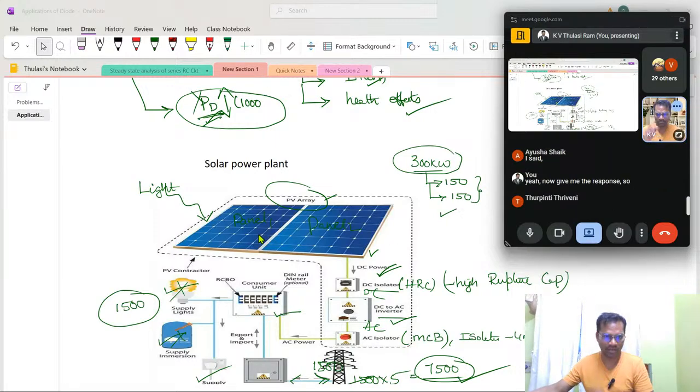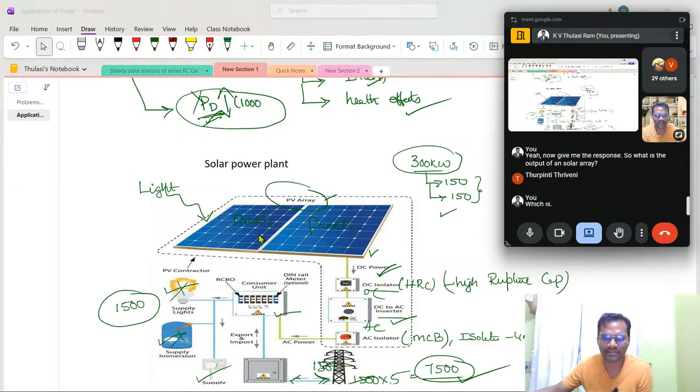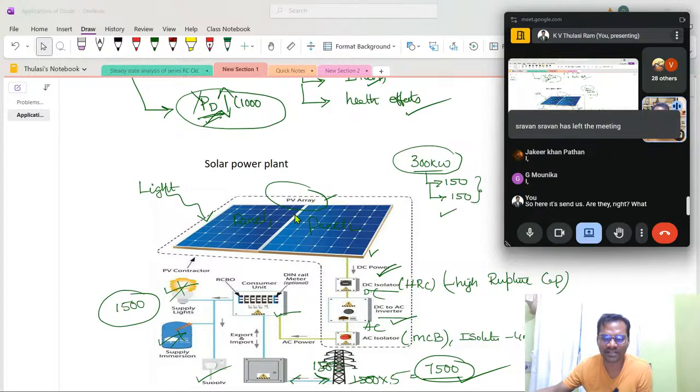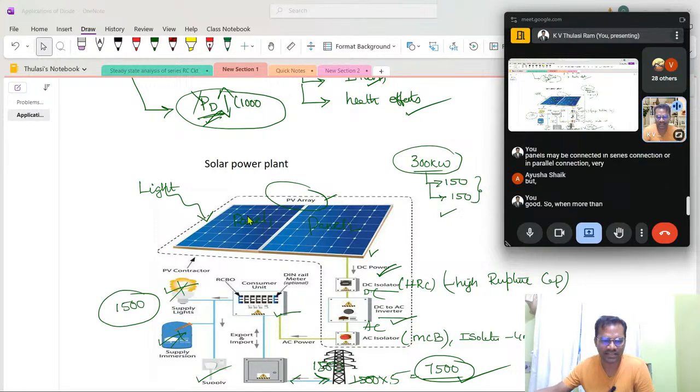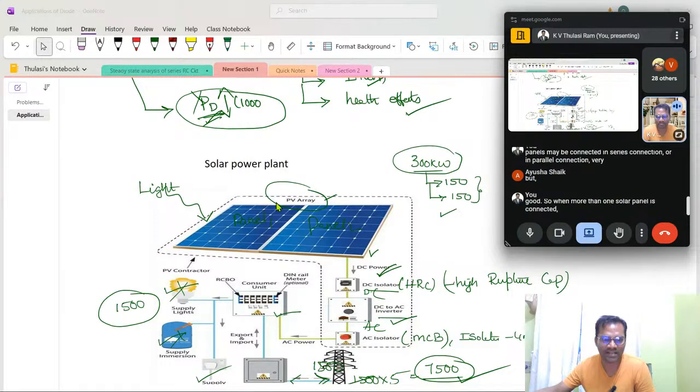So what is the output of a solar array? AC supply or DC supply? DC, sir. Very good, DC supply. So what is meant by an array? Solar panels may be connected in series connection or in parallel connection. Very good. So when more than one solar panel is connected in series or parallel, it is called an array.